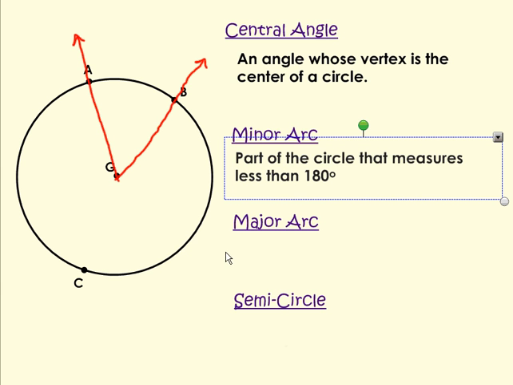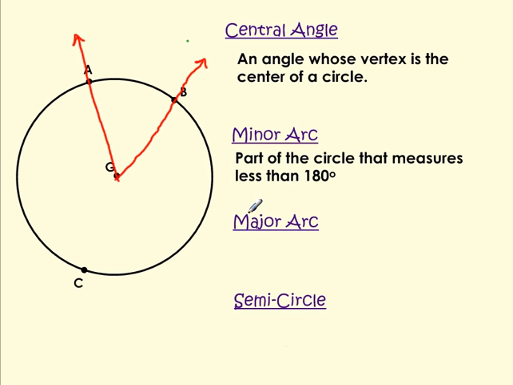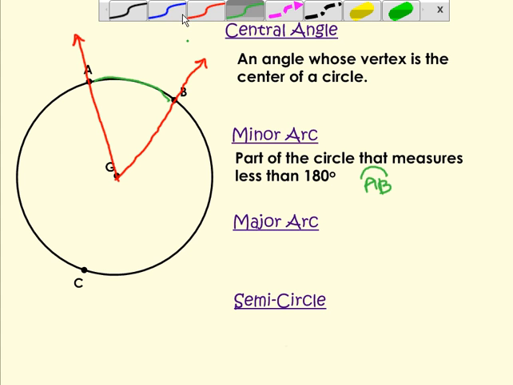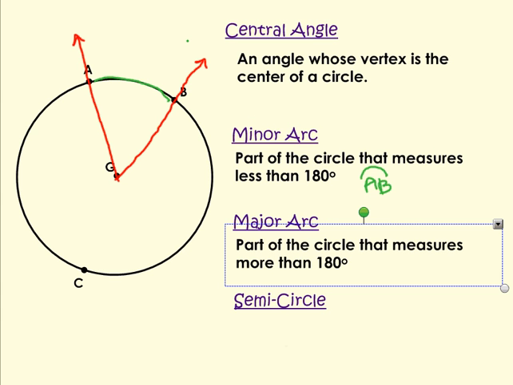A minor arc is part of a circle that measures less than 180 degrees. Minor arcs will always have some sort of central angle that they correspond with. Let's talk about arc AB. You will write that as two letters, its two endpoints on the circle, with a little arc symbol above it. This is related to the measure of angle AGB, but we'll get into that a little bit later.